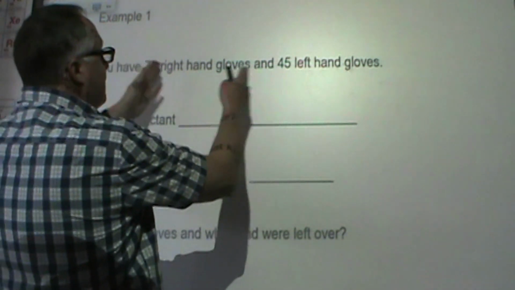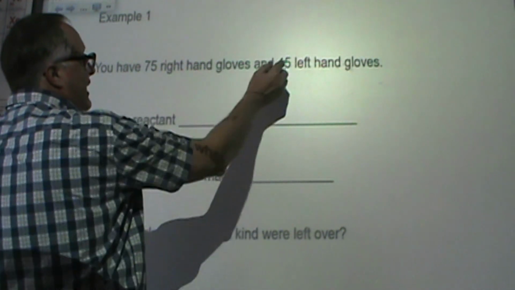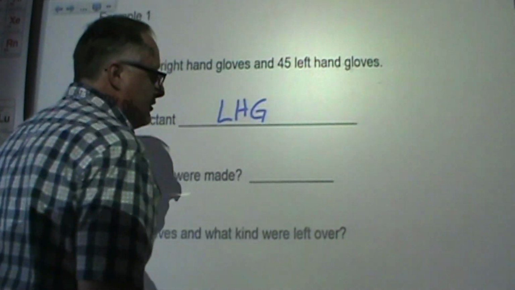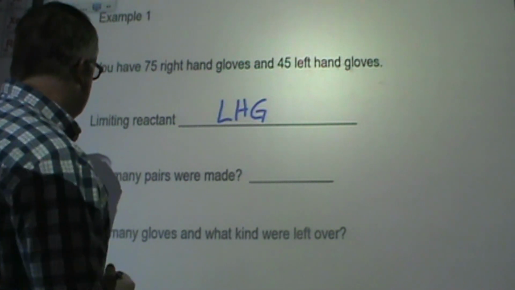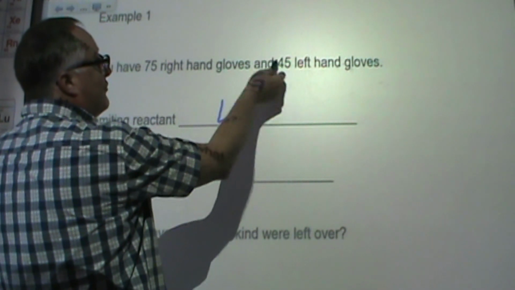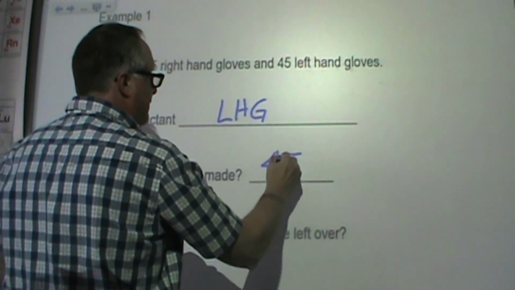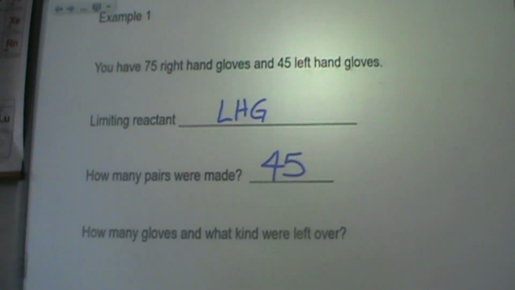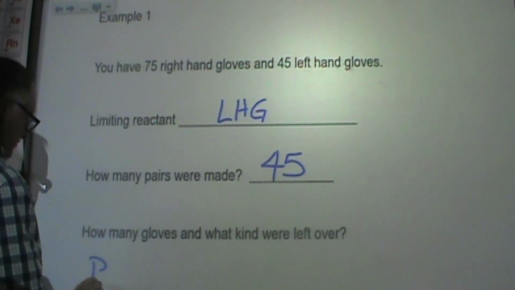As you start making pairs, we're going to run out. We have fewer left-hand gloves, so we're going to run out of the left-hand gloves first. That will be our limiting reactant, and after that, you can't make any more pairs. How many pairs will we have made? Well, it's dependent on the left-hand gloves, and we need one for every pair, so we can only make 45. See, I told you this was simple. Nobody would have had any problem with this. How many gloves and what kind are left over? Well, if we've used up all the left-hand gloves, it's going to be the right-hand gloves.